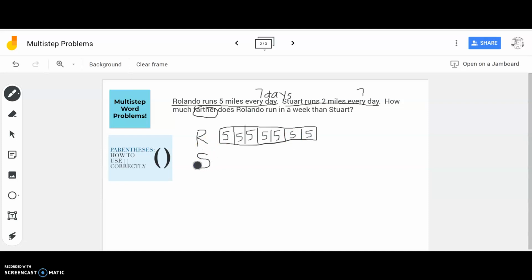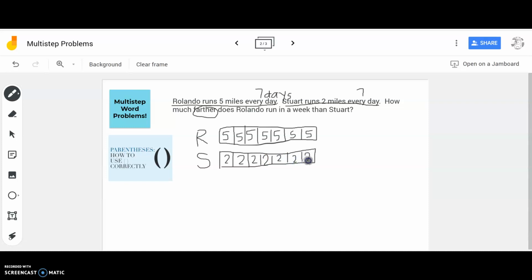I'm going to use S as my variable for Stuart. He also runs 7 days, so his bar is going to be the same size as Rolando's. He also will have 7 days because it's the same as Rolando, but the difference is he runs less. So I'm going to put a 2 in each day that he runs. My picture is going to help me break down this multi-step word problem into something I can handle and see.